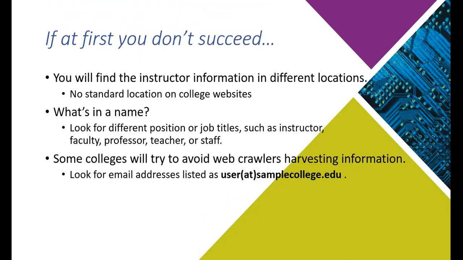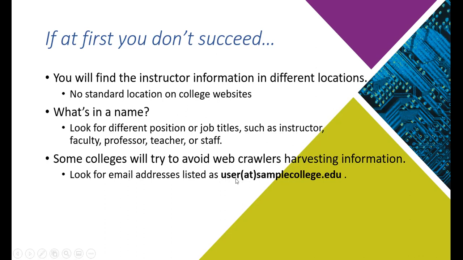And if you still don't find it, then you might just want to change the nomenclature a little bit, because there is no standard location, as we're figuring out, for this information. But instead of searching for faculty, you might search for professor, teacher, staff, etc. And sometimes, since some colleges will try to avoid web crawlers harvesting information about email addresses, because they don't want their employees to be added to spam lists, right?